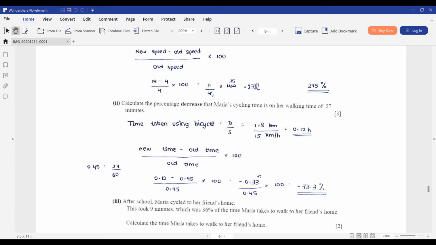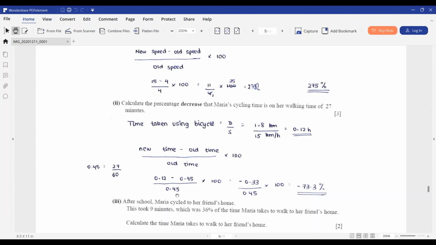Now we use the same concept except we use time instead of speed. So in order to find the percentage decrease, we're going to take new time minus old time over old time times 100. So now the new time is 0.12. The old time was 0.45. The 0.45 comes from the fact that we take 27 divided by 60. The reason we do 27 over 60 is because there are 60 minutes in an hour and this is 27 minutes. So 27 over 60 is a fraction of the hour. This is equal to 0.45 hours.